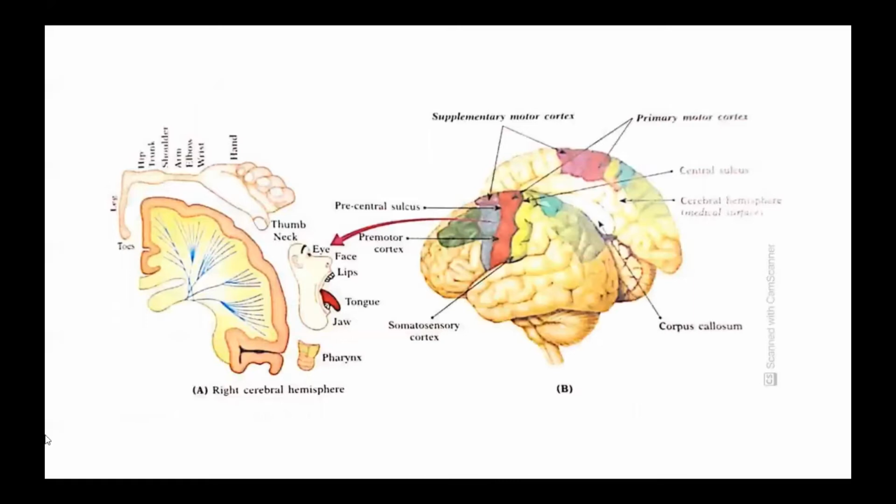Here we can see in the diagram the body is represented upside down, and the part which is used most has more area. The part which shows more skill has more area. That's why the hand and fingers are more developed. See, bilateral representation is of the mouth, jaw muscles, pharynx, and tongue. So they represent a major portion of the area in the motor cortex.